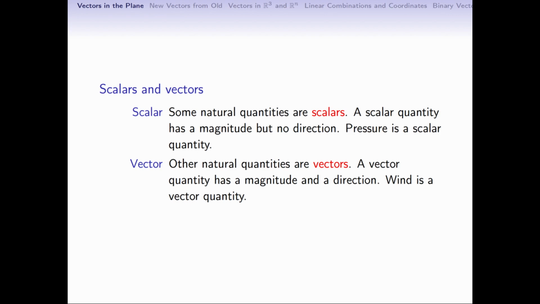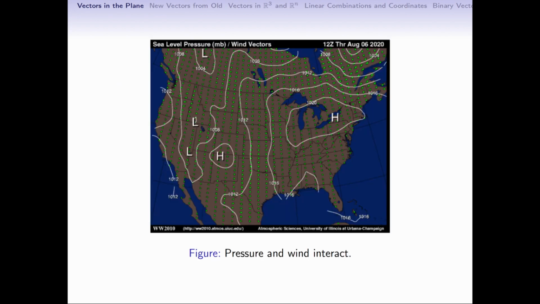So we can see in nature this distinction between quantities that are scalars and quantities that are vectors. On the other hand, we don't want to think that these quantities never interact in a meaningful way with each other. And here's a simple example. We've got interactions between pressure and wind in the weather. So here's a map of the United States.